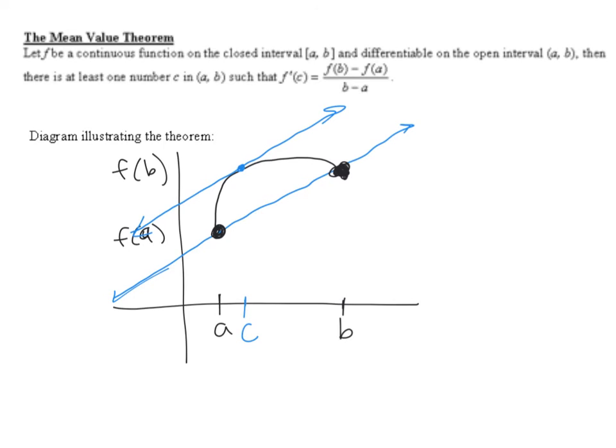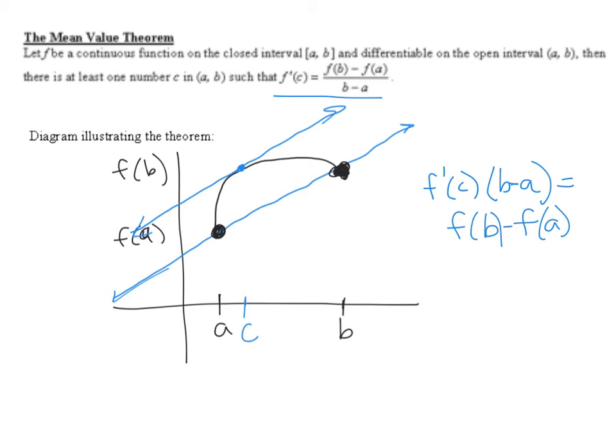And one last thing before we leave this screen is that you can rewrite this slightly differently. You can multiply both sides by b minus a, and you get f prime of c times b minus a equals f of b minus f of a. All I did to get from here to here was multiply both sides by b minus a.